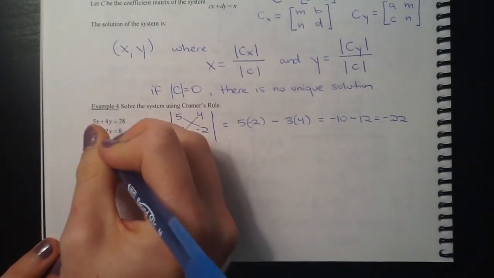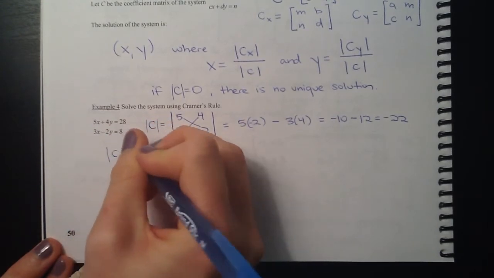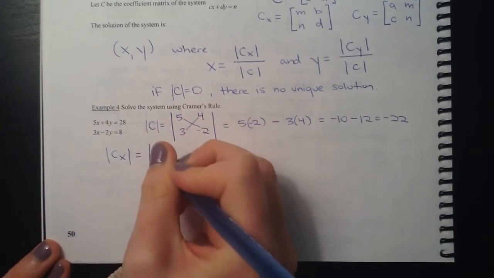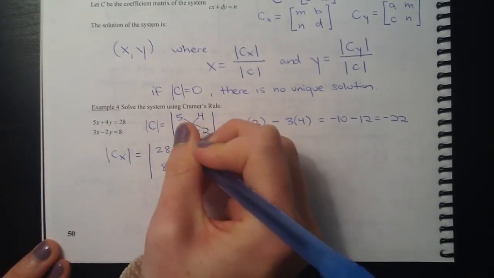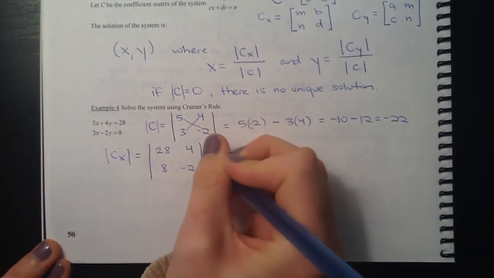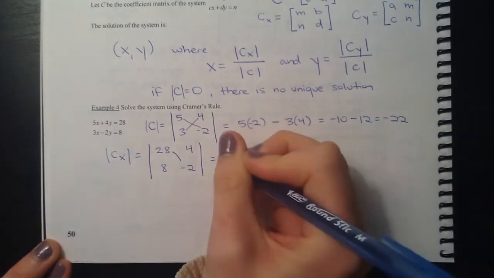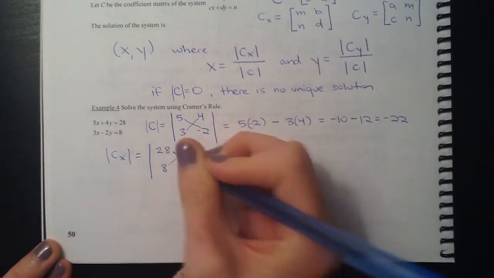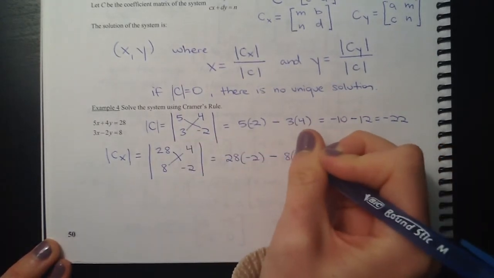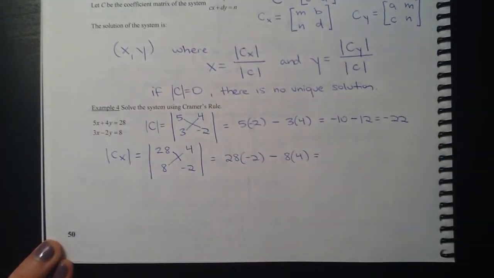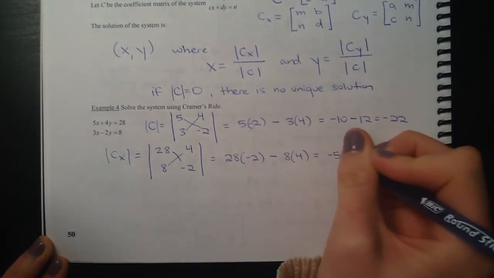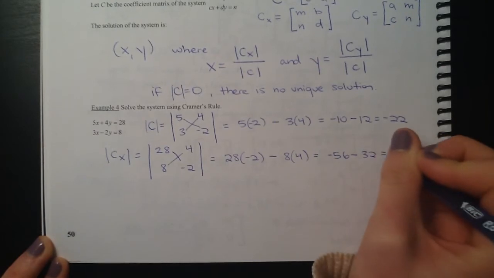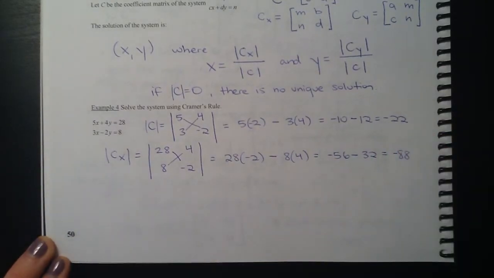And then we want the determinant of C sub X. So remember, for C sub X, we replace the X coefficients with the constants, 28 and 8. And then we keep the Y column exactly the way it was. Okay, so start with the top left. We cross multiply 28 times negative 2 minus, then start from the bottom left, cross multiply 8 times 4. So 28 times negative 2 is negative 56, minus 8 times 4, which is 32. So here we end up with negative 88.